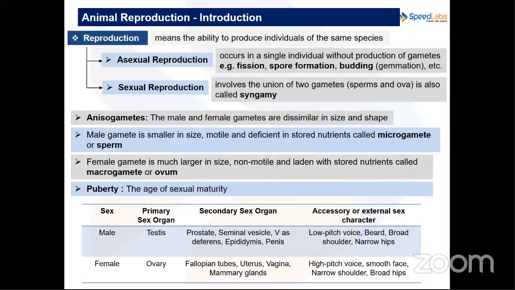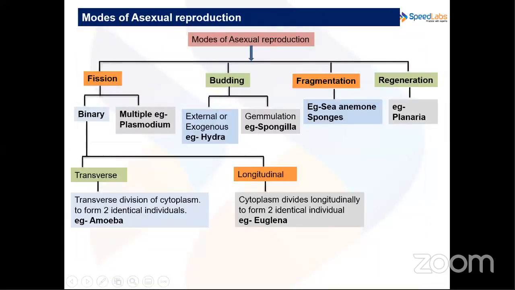And as I told you, the main parts of the male reproductive system are the primary sex organs, the ducts, that means the accessory ducts, the accessory glands, and the external genitalia. So these were the four parts I had told you, and we had stopped right here. Now we are going to continue from here.